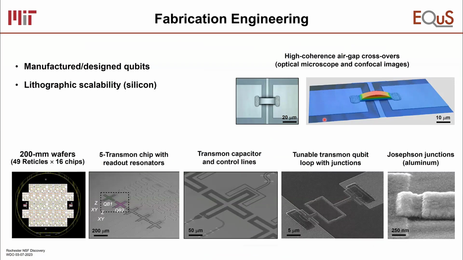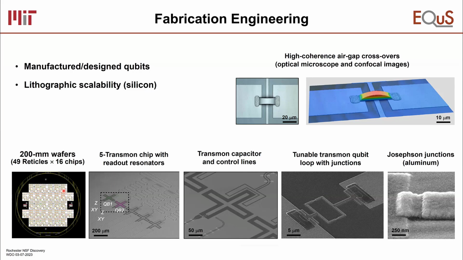Now, we have these circuits, and of course, we fabricate these circuits using the same tool set that's used in a silicon foundry. In fact, the wafers that we use here at MIT are silicon wafers. So this fabrication is completely compatible with a silicon foundry, and as such, we have lithographic scalability. We can lithographically print many of these qubits on a wafer. We fabricate on 200 millimeter wafers, that's shown here. Of course, we can do smaller sizes as well.